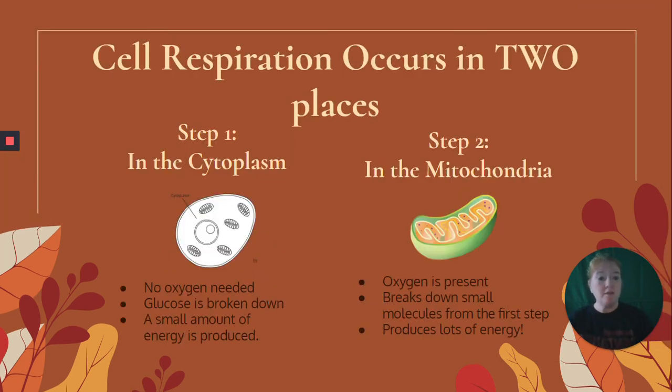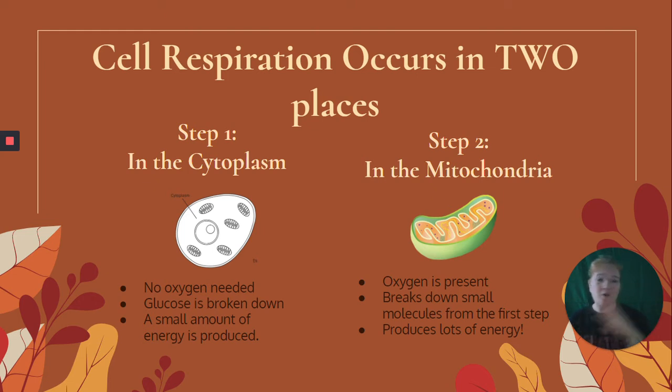So just like photosynthesis occurred in two processes, cellular respiration occurs in two separate steps. And it occurs first in the cytoplasm. So any cell that has a cytoplasm can do this part. So that's all cells. So every single cell can do this part. No oxygen needed. All you do is you take glucose and basically we split it in half and we get a little bit of energy.